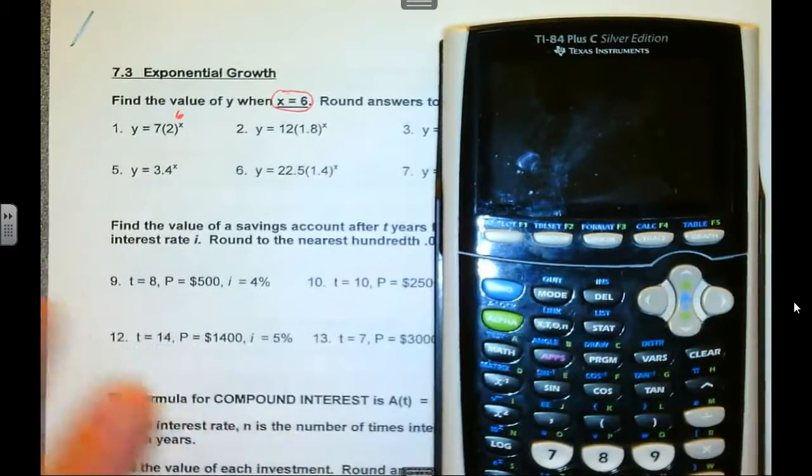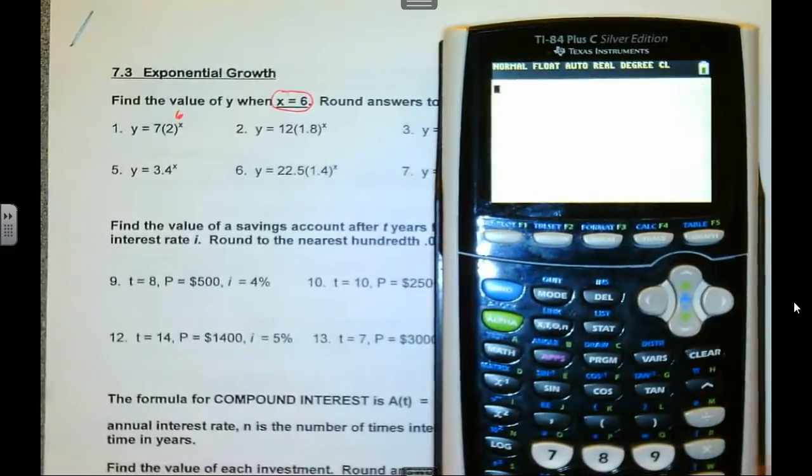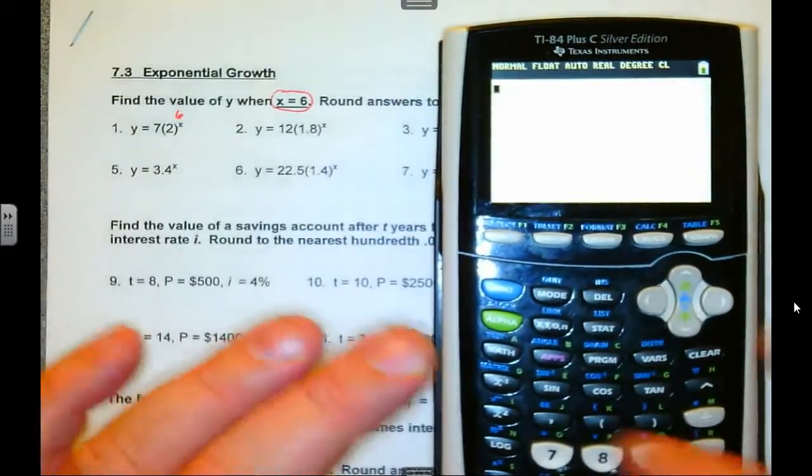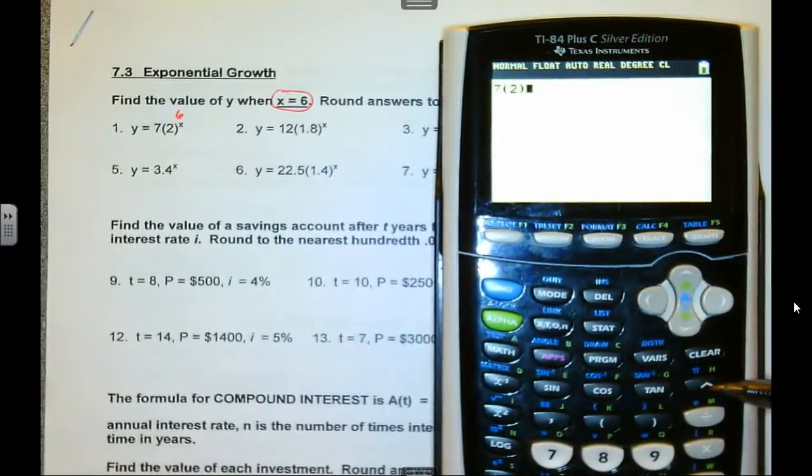Everybody know how to raise to any power? Okay, I have 7 times, please use parentheses, 2 raised, and this is the caret key. Press that, that means raised, and this time I'm going to put 6 in for x. And hit enter.